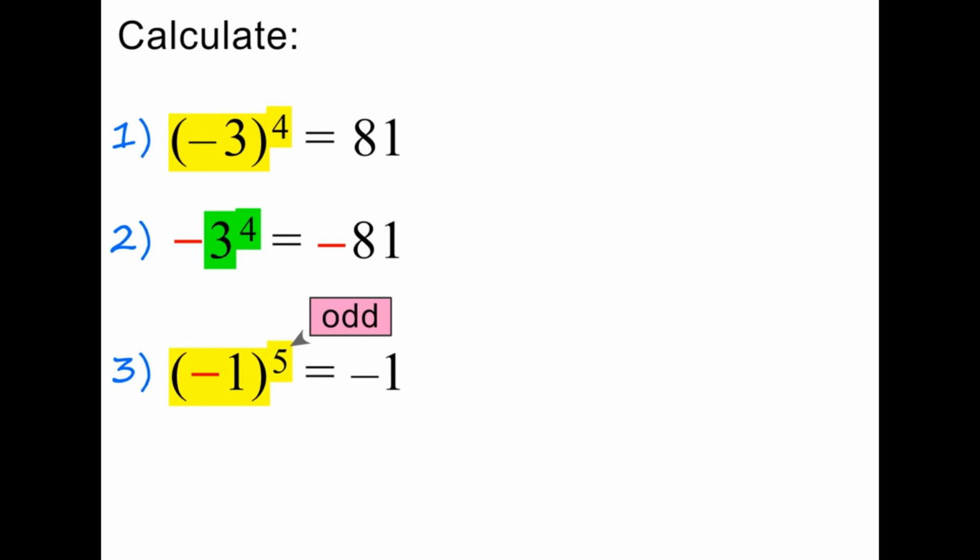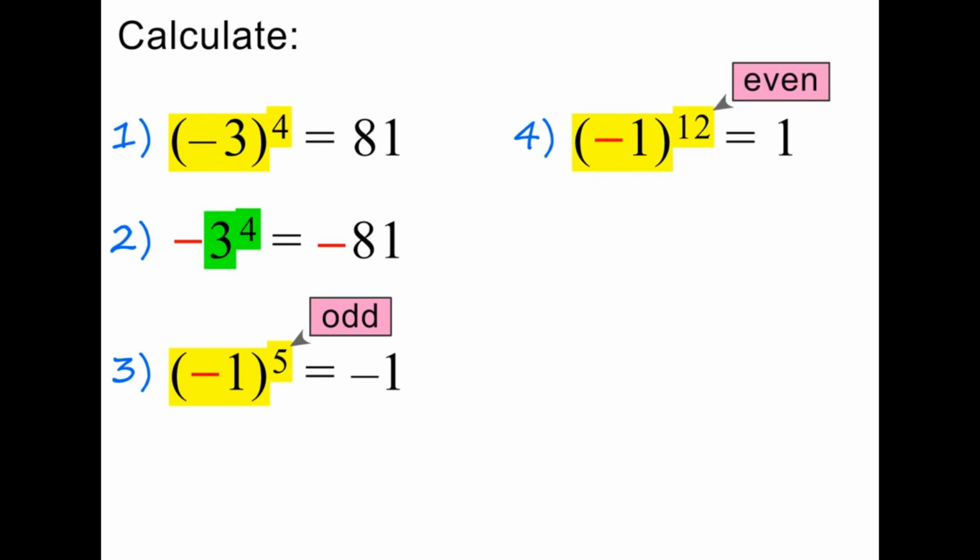And because the exponent is odd, the answer is minus 1. I hope you are happy that 1 to the power of any exponent is just 1. In the next example, we are asked to calculate minus 1 all to the power of 12. The base is again negative 1, and also inside brackets. But this time the exponent is even, so the answer is positive 1.